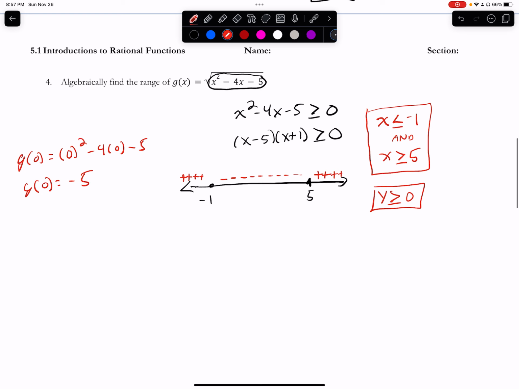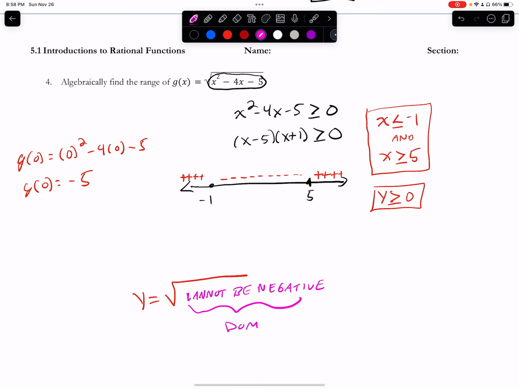So in short, for radical functions, we've got y equals the square root of whatever is underneath here. This cannot be negative. We cannot get a real number solution if anything under here is negative, and this is what represents the domain. And in general, the range for most radical functions is y is greater than or equal to 0.